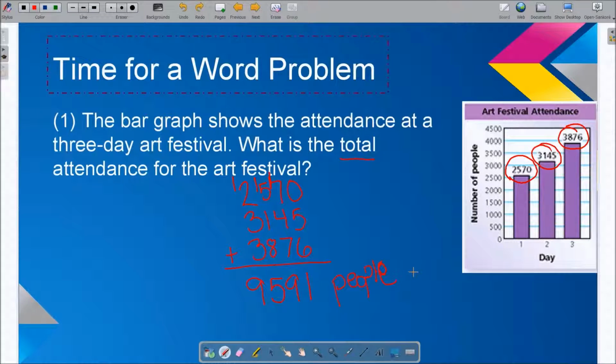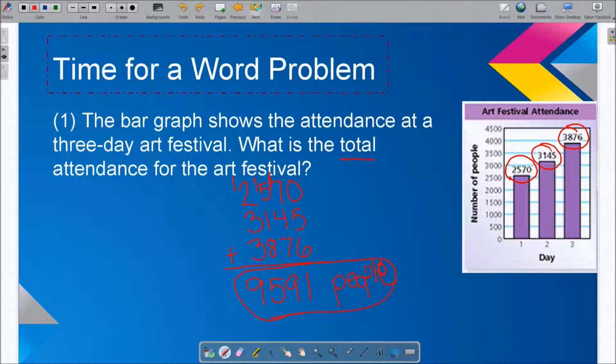Notice, if I can write correctly, that I am labeling my answer. I'm saying that that number represents how many people are at the art festival. What I want you to take as a good rule of thumb is that if there are words in the question, there should be words in your answer. You have to tell me what the number actually represents.